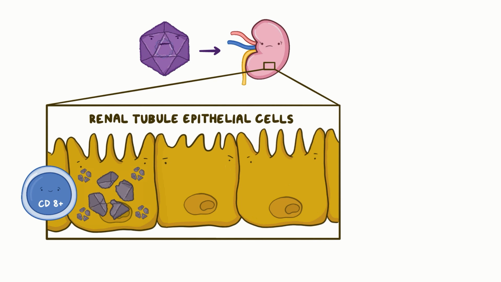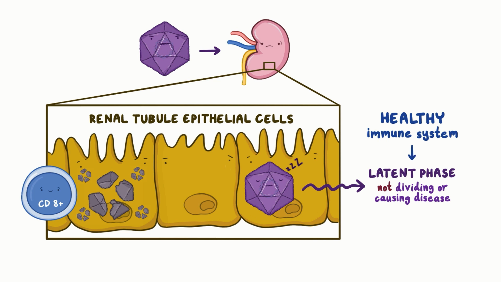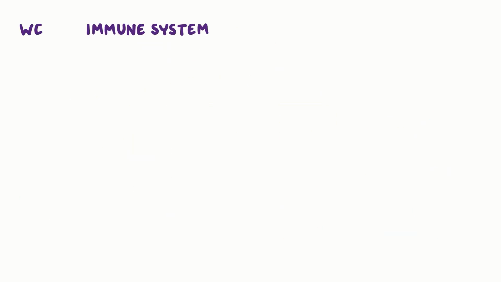However, the sneaky little viruses are not eliminated, but instead they hit the snooze button and go into a latent phase within the kidney epithelial cells. In other words, they're not dividing or causing disease. Most people with a healthy immune system are able to keep BK virus in the latent phase in the kidney epithelial cells for their entire life. But things can change if the immune system gets weaker.